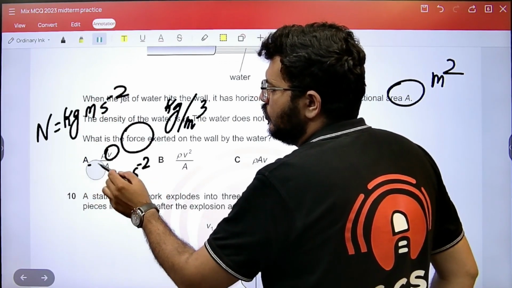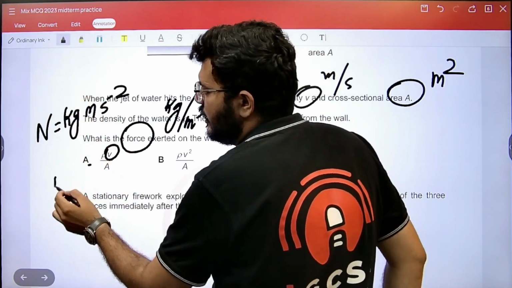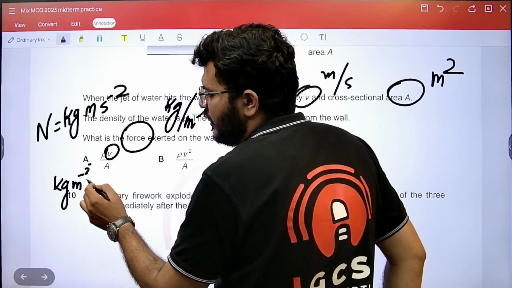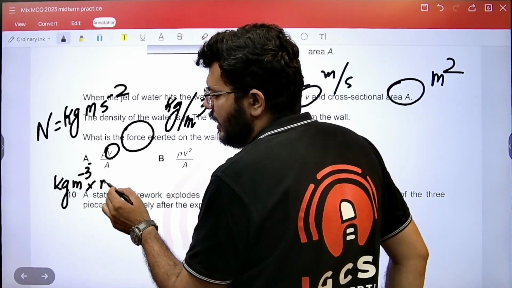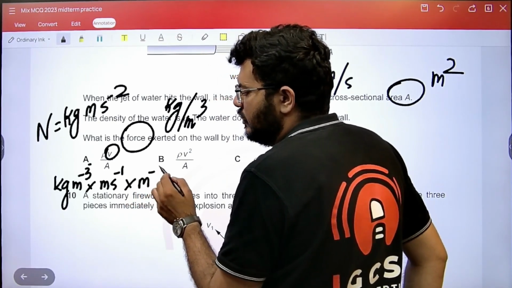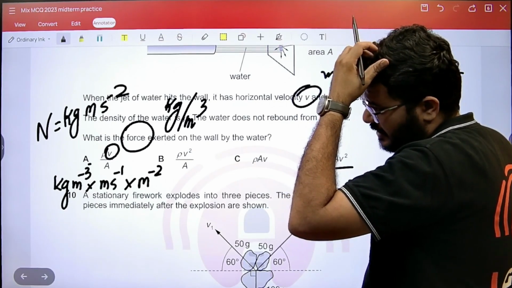One second, let me write it properly. So this will be kg, right? m raised to power minus 3 multiplied by m into s raised to power minus 1 multiplied by m raised to power minus 2, right? Does this give you a kg? No.